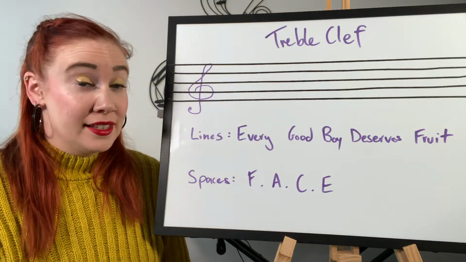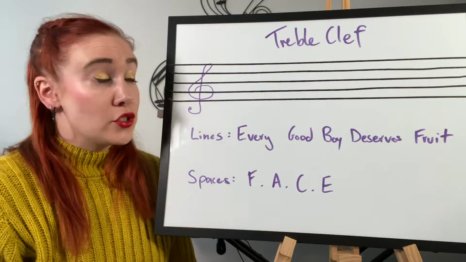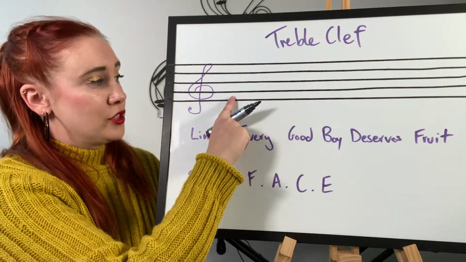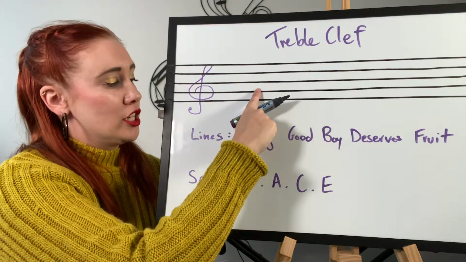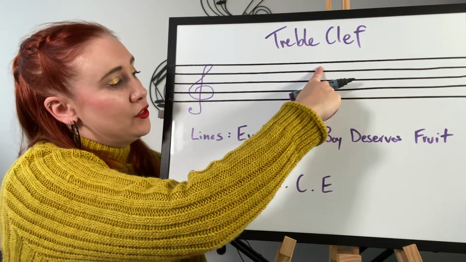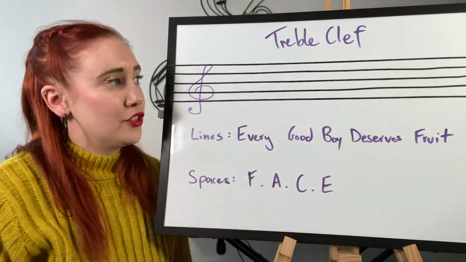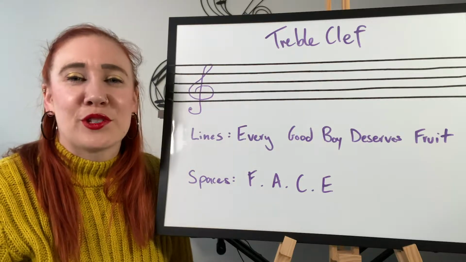Next, we have a mnemonic for our lines and our spaces. For the lines, it's every good boy deserves fruit. We know that the bottom line is E, because you always start at the bottom. E for every, G for good, B for boy, D for deserves, and F for fruit. You don't have to use those words, but that is probably one of the most common ones that you hear.